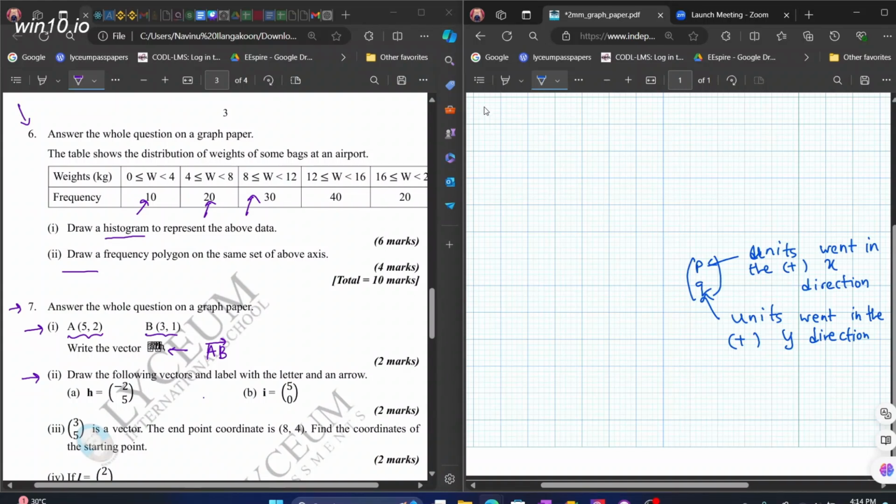Okay, h is equal to (-2, 5). That means we are going in the negative x direction 2 units. That's like this. Starting from here, we go here. Then in the positive y direction, we have to go 5 units.